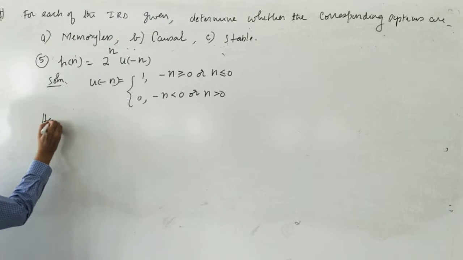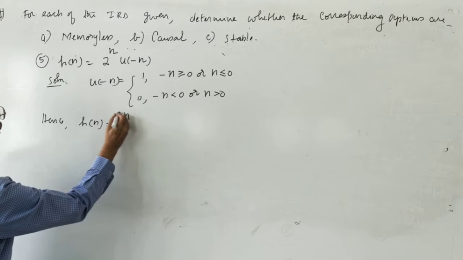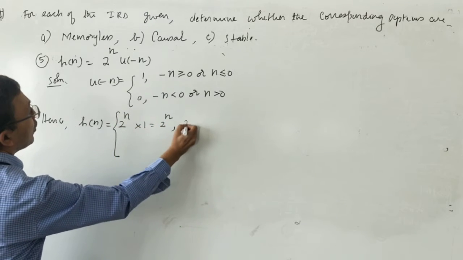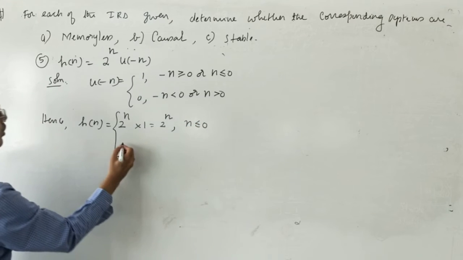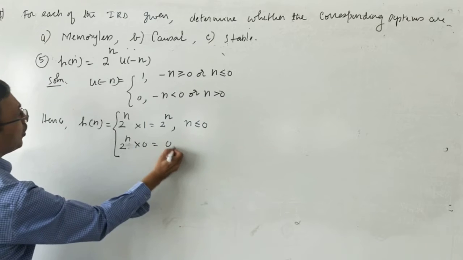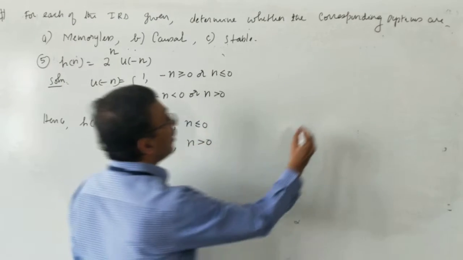Hence, h of n equals what? H of n is 2 to the power n into 1 equals 2 to the power n for n less than or equal to 0. 2 to the power n into 0 equals 0 for n greater than 0. I am going to make the sketch now.